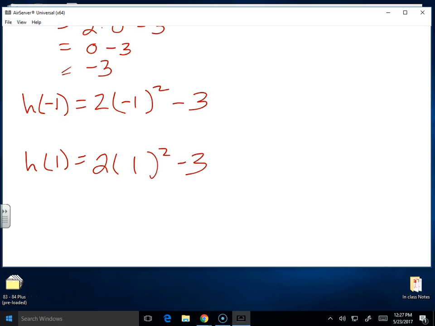Go ahead and zoom in on these for just a second. PEMDAS says do the parentheses, but there's nothing inside the parentheses. Do the exponents. Negative 1 squared is positive 1.